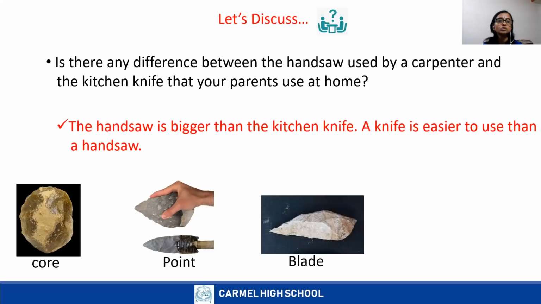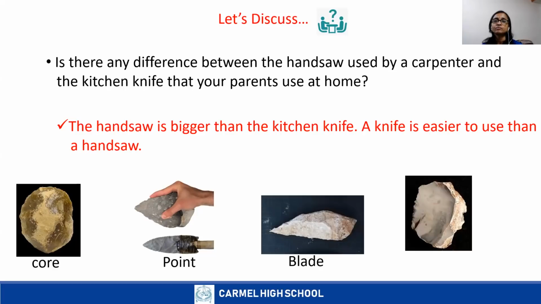Then next one. This is just like a blade, a thin blade. See the shape of that end. The two ends are different. One edge is a semicircle. This is lunate. See the shape of that. So this is also like a blade, and one end is a semicircle.